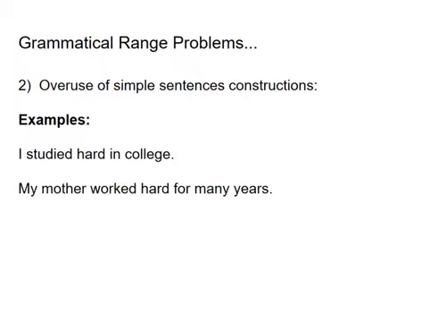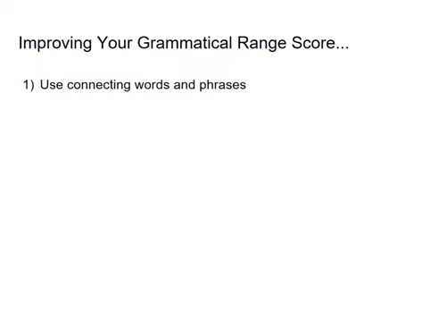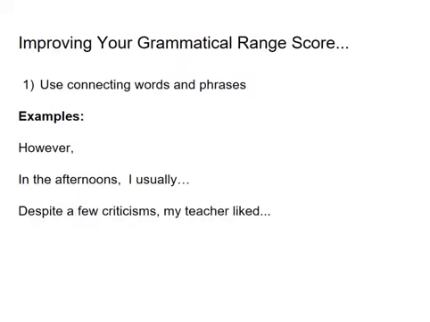However, if all of your sentences are simple ones like this, with just a subject and a verb, and then whatever comes after your verb there without any complexity, it can pull your score down because you're not demonstrating that you can use a wide variety of structures. Okay, so what can you do to fix this? Let's look at some positive things that you can add to your speaking in order to push your score up even higher. Okay, number 1, use connecting words and phrases.